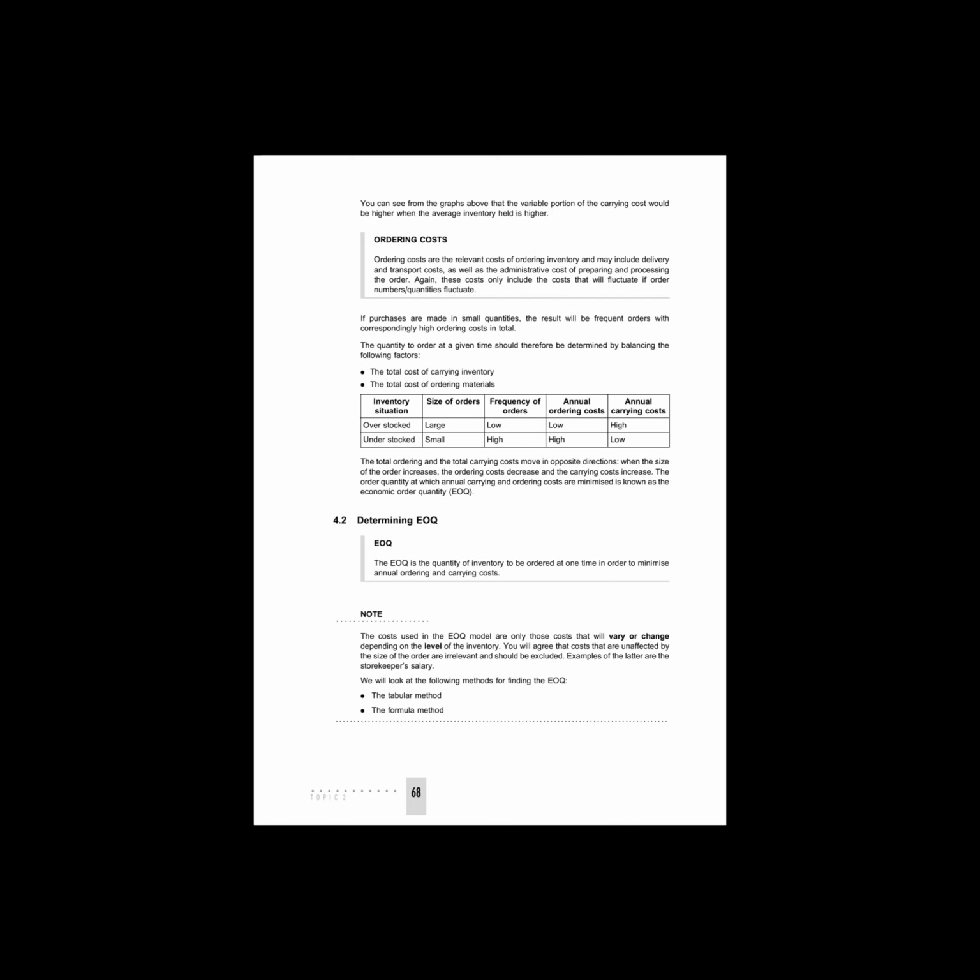A very good example of that is the administrative process that you undergo to place an order, which means the clerical work, the paperwork that goes into that, and transport costs. That's the cost to place an order, not the purchase price. If the purchases are made in small quantities, the result will be frequent orders, and if the orders are frequent, then the corresponding costs are high, because you incur these costs as you place orders.